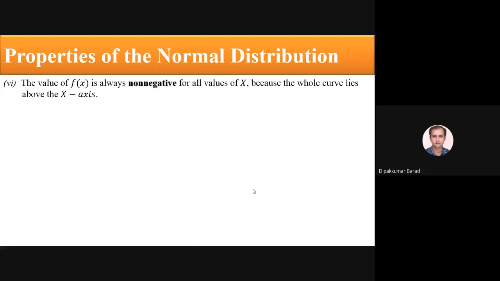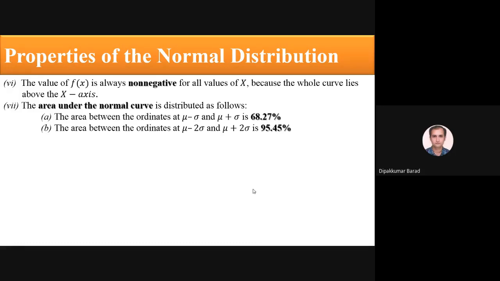And f of x is always non-negative for all values of x, so the whole curve lies above the x-axis. And we have seen that most of the region, the area between mu minus sigma and mu plus sigma, is 68.27%, the area between mu minus 2 sigma and mu plus 2 sigma is 95.45%, and the area between the ordinates at mu minus 3 sigma and mu plus 3 sigma is 99.74%. So almost all the region is covered by the interval mu minus 3 sigma to mu plus 3 sigma.